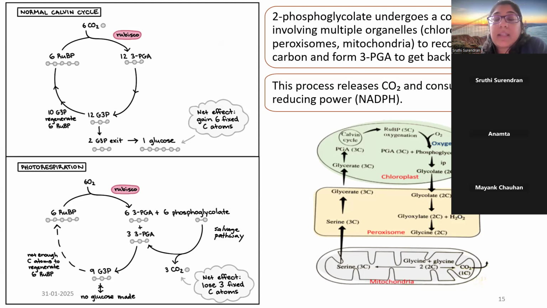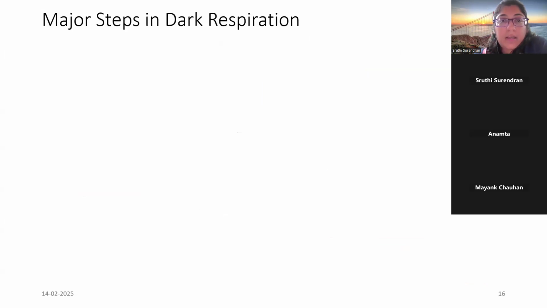So altogether, with respect to photosynthesis, this process of photorespiration is considered a waste process because it is wasting carbon dioxide, it is not generating glucose molecules, it is not regenerating RUBP properly, and it is also making use of all the energy that is utilized during the light dependent reaction. So in order to make it more efficient, there was an evolution of photosynthesis, which is C4 photosynthesis.